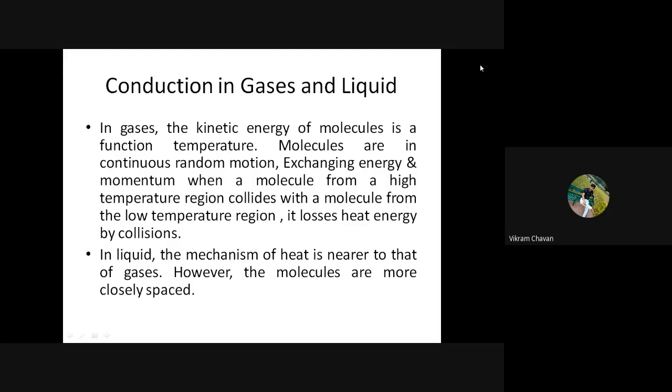Understood everyone? Okay. So please write down: conduction in gases and liquid.